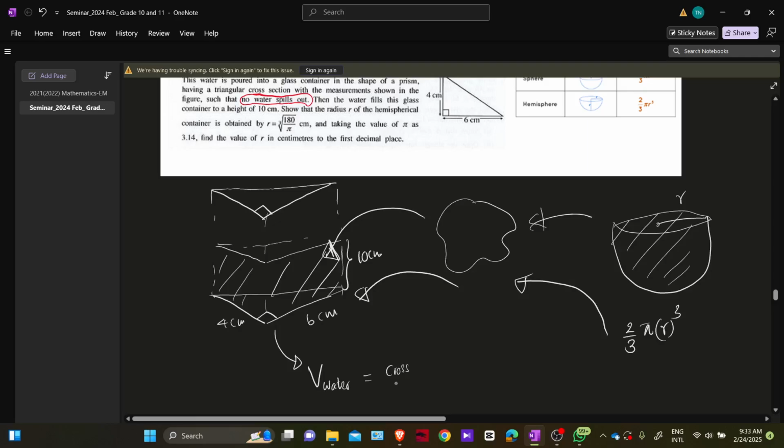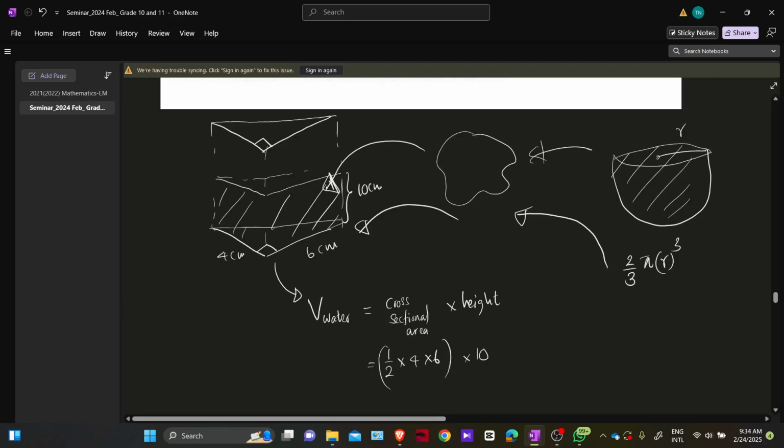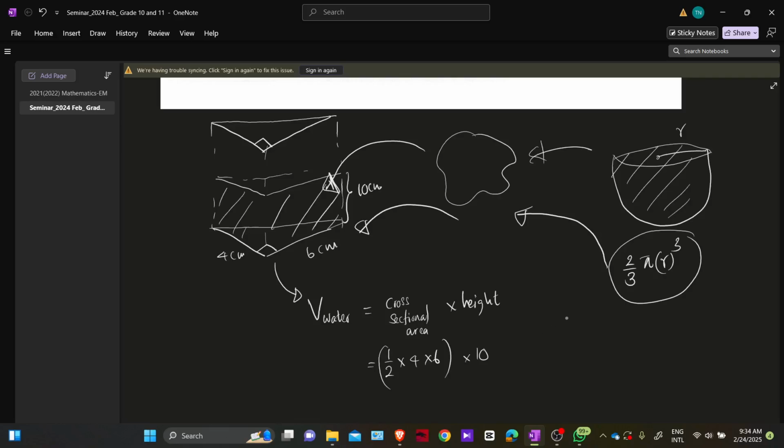Cross sectional area times the length or the height. What can you say about the cross sectional area here? That is half into 4 into 6. Height is 10. Now that exact water volume is here. They say there's no wastage of water, so you can equate these two.